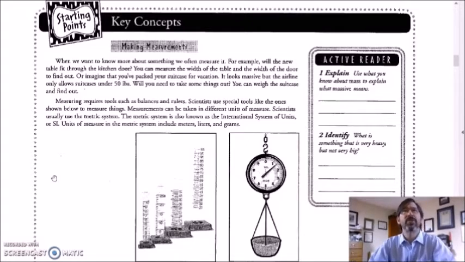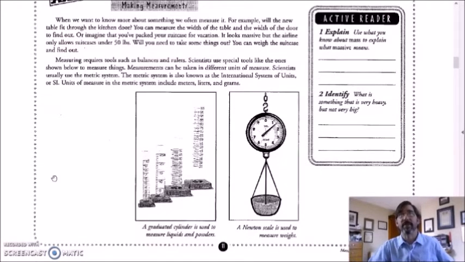Measuring requires tools such as balances and rulers. Scientists use special tools like the ones shown below to measure things. Measurements can be taken in different units of measure. Scientists usually use the metric system. The metric system is also known as the International System of Units, or SI. Units of measure in the metric system include meters, liters, and grams.